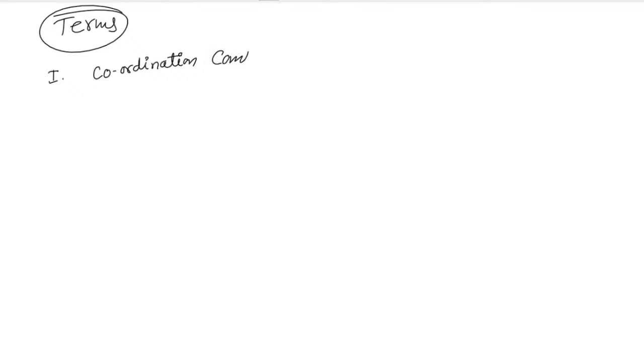Now, some definitions of important terms used in coordination compounds. First is coordination complex, or we can say entity. Ashish, 2 marks. You should write 4 points at least.